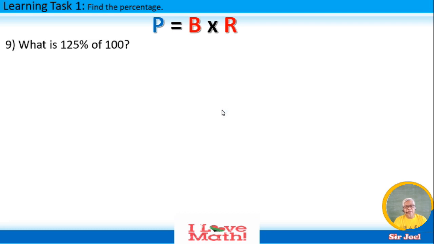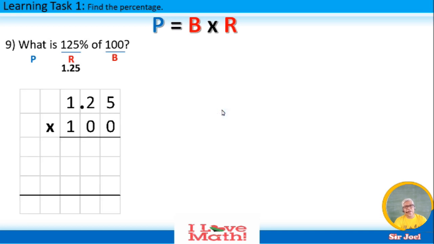What is 125% of 100? So our rate is 125%. And this is equivalent to 1.25. Then we have the base, which is 100, and the unknown percentage. Okay? To solve, we have 1.25 times 100.